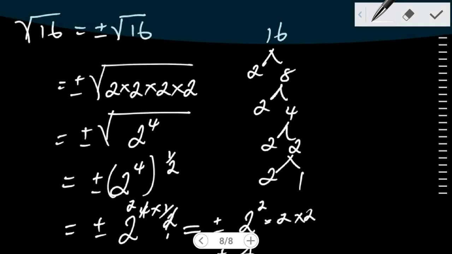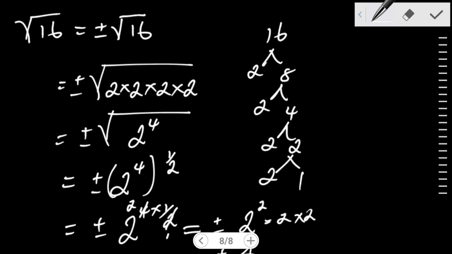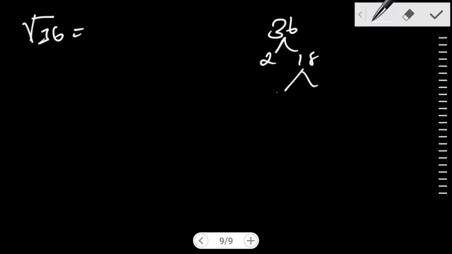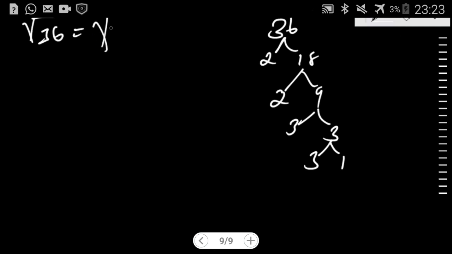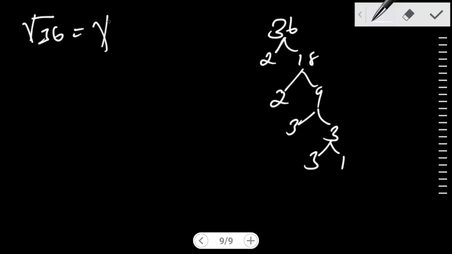Now, let's try for 36. Now, the root of 36 would be equals to, now let's have 36 here. By 2, I would get 18. By 2, I would get 9. By 3, I would get 3. And by 3, get 1. Therefore, I'm going to come here and say that I'll have here 2 times 2 times 3 times 3, positive or minus.